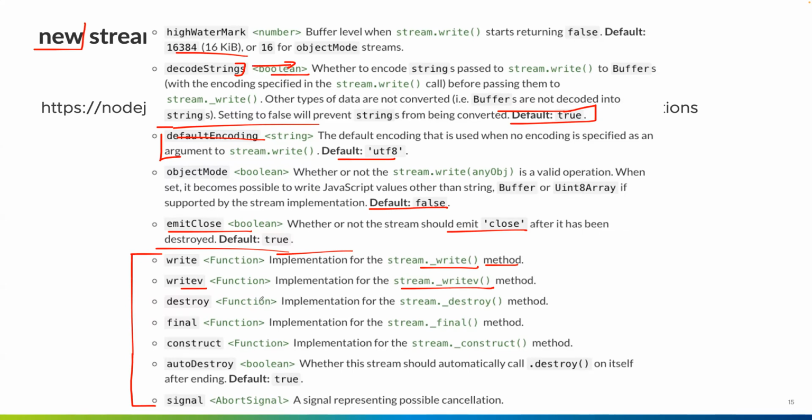That's how you initiate your own instance, your own writable stream instance. So you have to fulfill or give implementation of these pretty important methods.